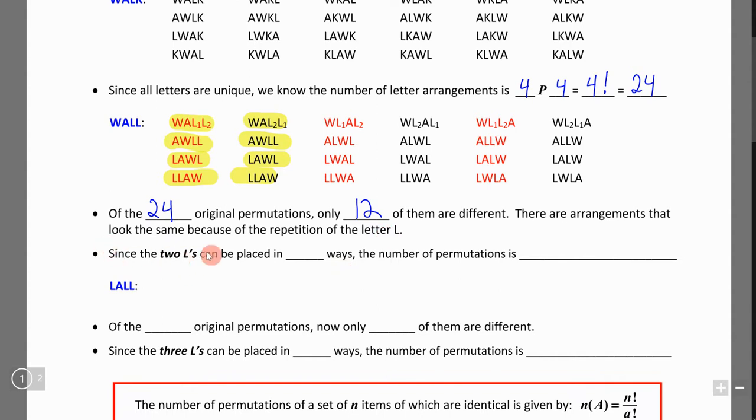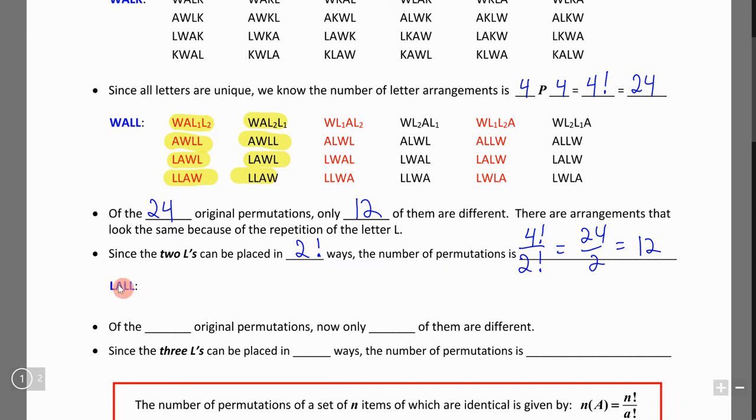Since two L's can be placed in 2 factorial ways, sometimes we just say 2 ways, the number of permutations becomes 4 factorial divided by 2 factorial. 4 factorial represents the number of total arrangements of 4 letters. If I divide this by 2 factorial, I get 24 divided by 2, which is 12. So to go from 24 permutations to 12 permutations, I simply take 4 factorial and divide by 2 factorial.